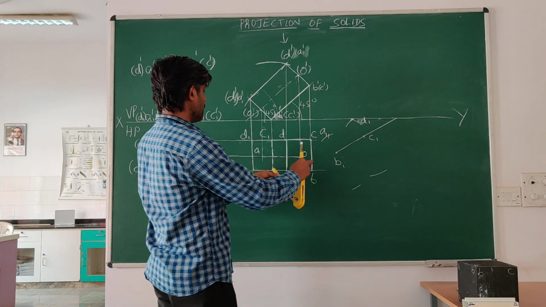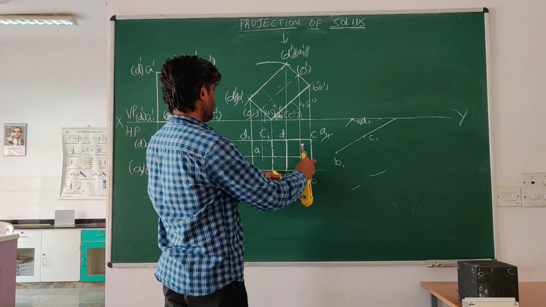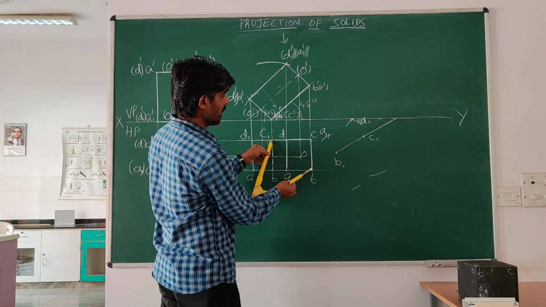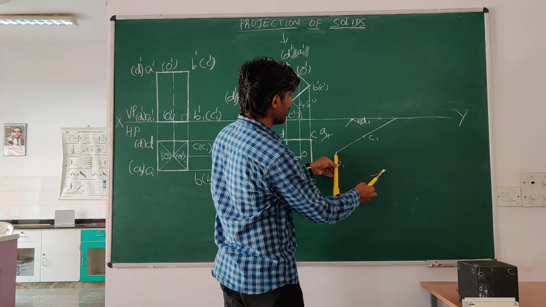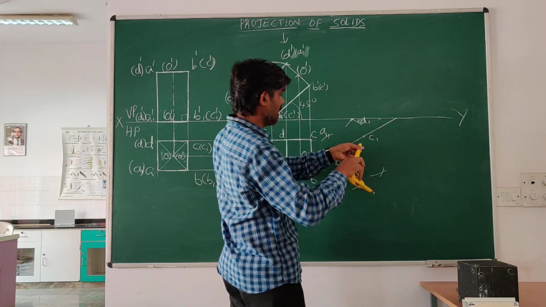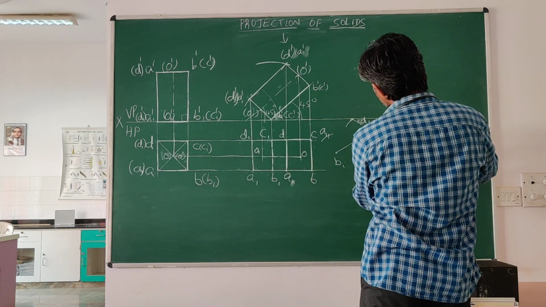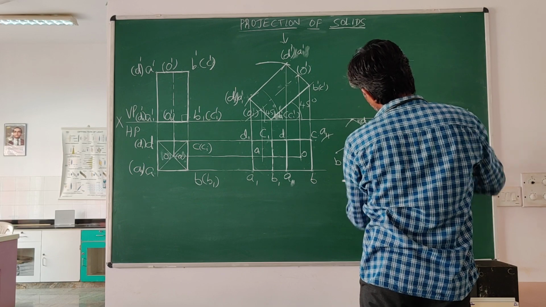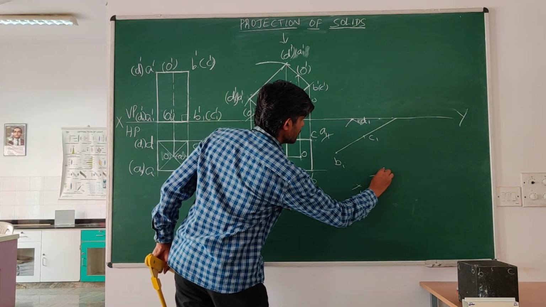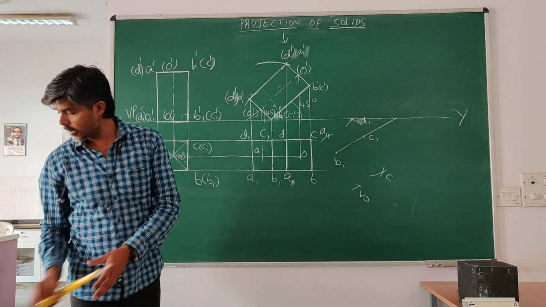Then I take B1 C, which is also equal to C1 B. So B1 as center I will cut an arc, C1 as center I will cut another arc. So I am getting this point as B, this point as C. Now I will join those.